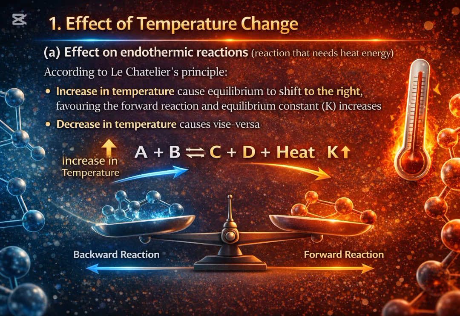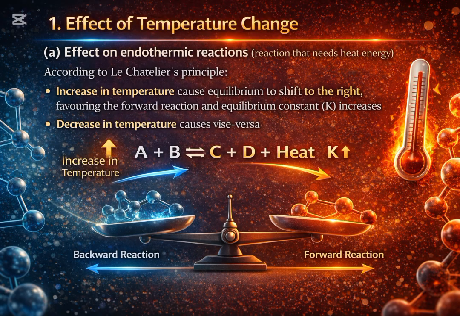So, having noted that, according to Le Chatelier's principle, one: increase in temperature causes equilibrium to shift to the right, favoring the forward reaction, and equilibrium constant K increases. Then decrease in temperature causes vice versa, just the opposite of the first one. Now let me re-explain again.